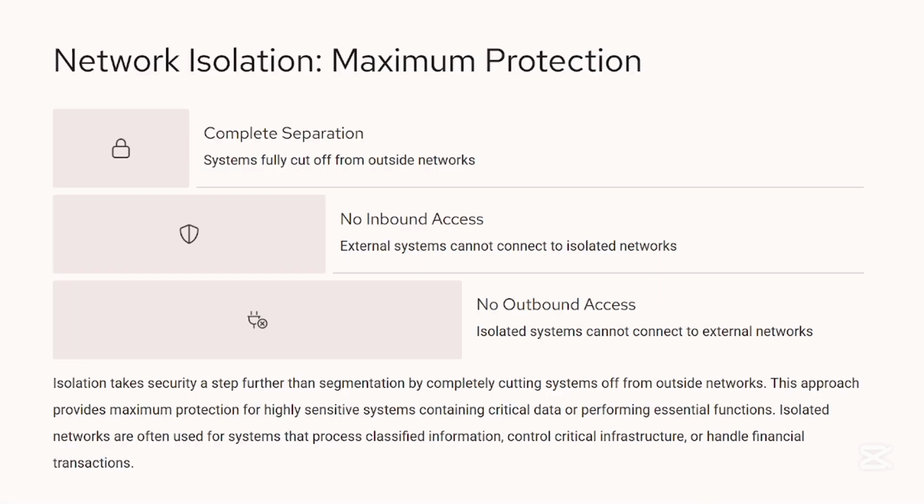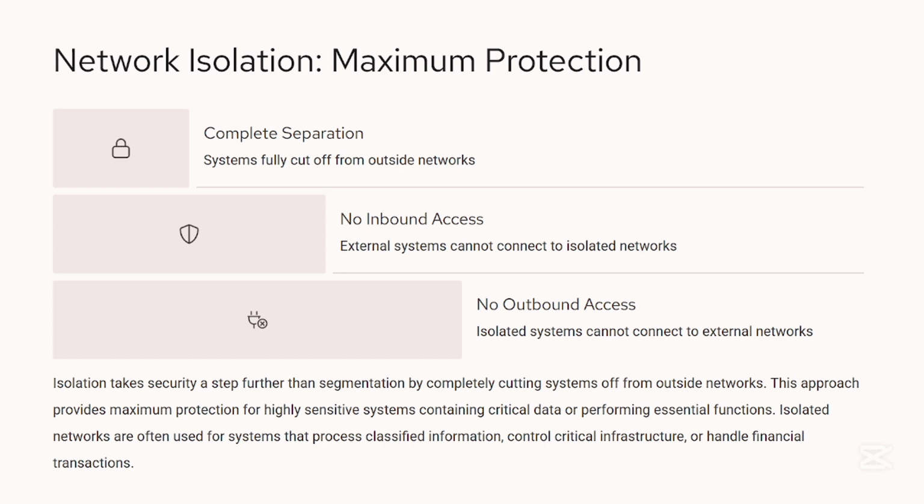Then let's look at isolation, which is a more severe means of protection. Isolation takes security a step further than segmentation by completely cutting off systems from outside networks. This approach provides maximum protection for highly sensitive systems containing critical data or performing essential functions. Isolated networks are often used for systems that process classified information, critical infrastructure, or handle financial transactions.